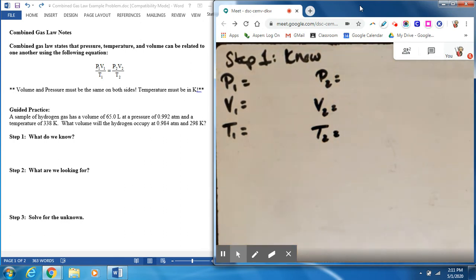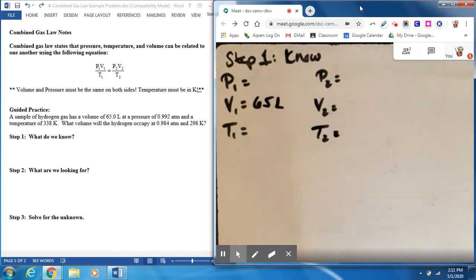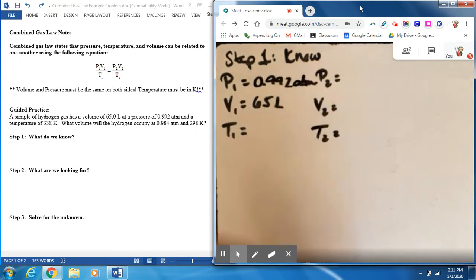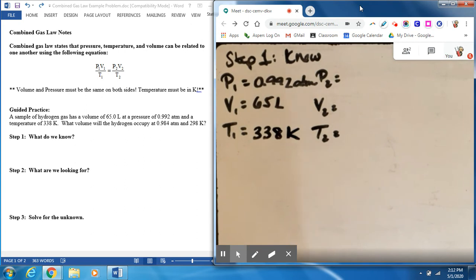It says that a sample of hydrogen gas has a volume of 65 liters. So that's going to be our first volume. Now I know it's the first volume because that unit, liters, is a unit for volume. We also know the initial pressure is 0.992 atm. And again, I know that is the pressure because of the unit being used, atmospheres. And then lastly, we know the first temperature. It's 338 Kelvin. And I also know that because Kelvin is a unit for temperature.